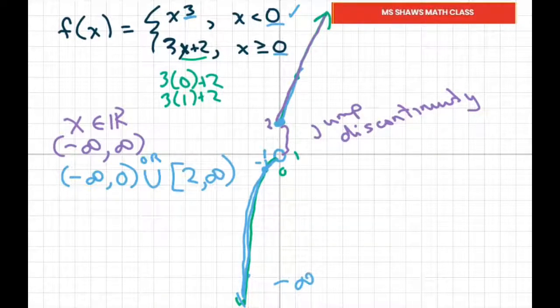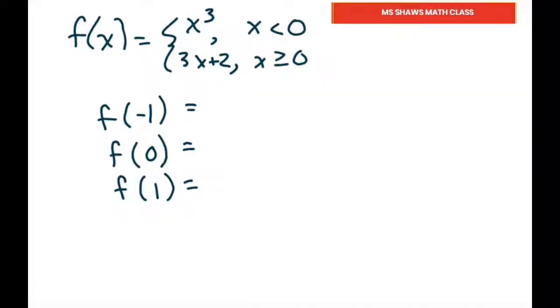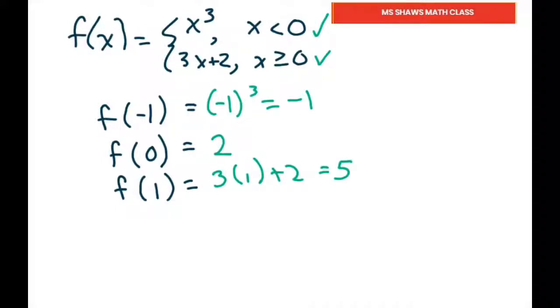And what else? Intercepts. We only have one intercept. It's the y-intercept here, which is (0, 2). There are no x-intercepts because this is open. All right? And then we have to evaluate. Negative 1 belongs to this one, so negative 1 cubed equals negative 1. 0 belongs to this one, so you plug in 0, that's 2. That was your y-intercept. And you plug in 1, you get 3 times 1 plus 2, that equals 5. And that's it.